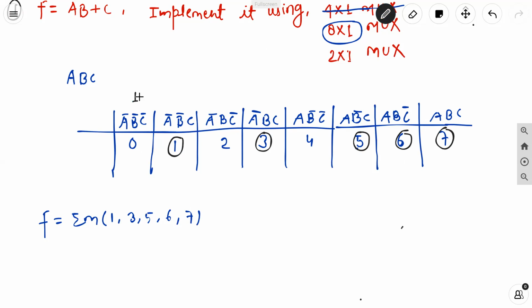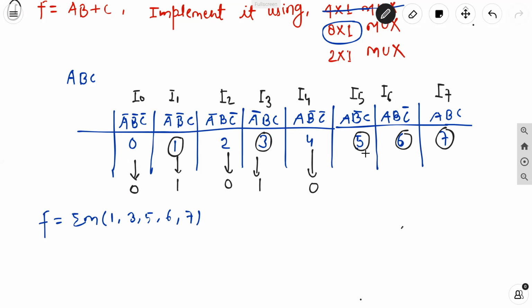First of all, we have to write here I0, I1, I2, I3, I4, I5, I6, I7. This column is not encircled, so it will be 0, then it will be 1, then 0. Encircled means 1, not encircled means 0, encircled means 1, encircled means 1, encircled means 1.